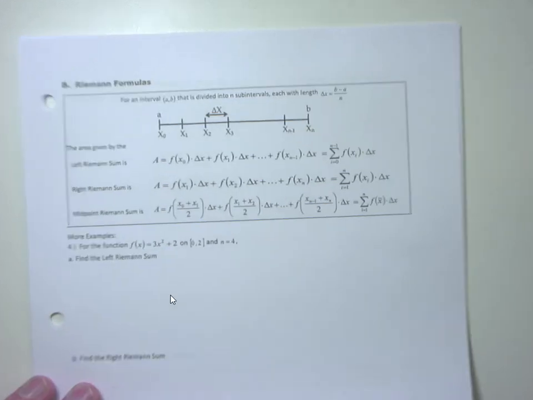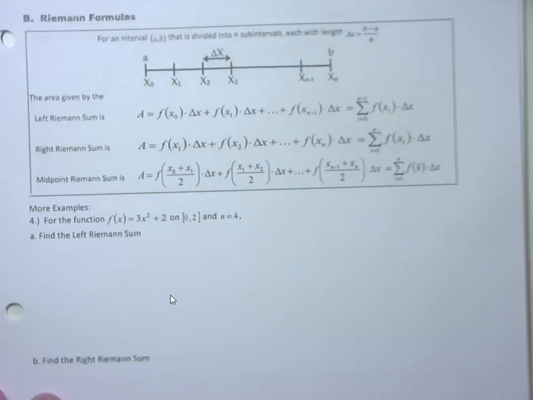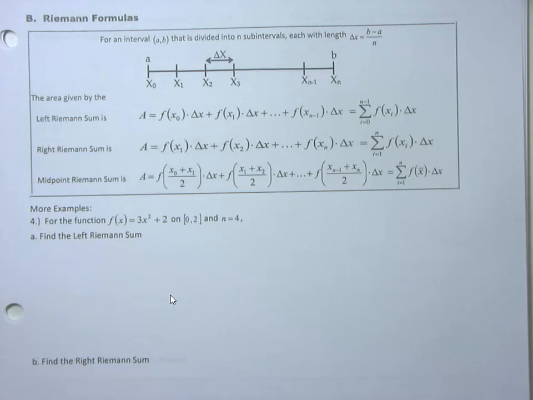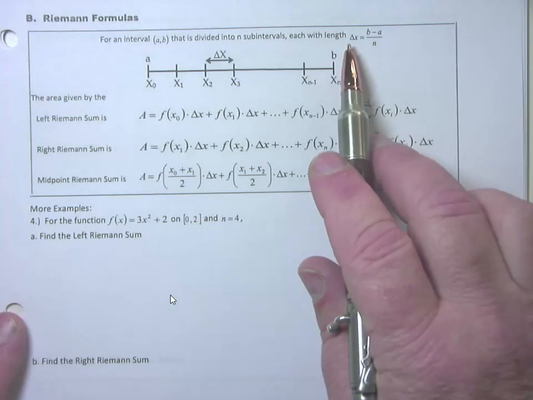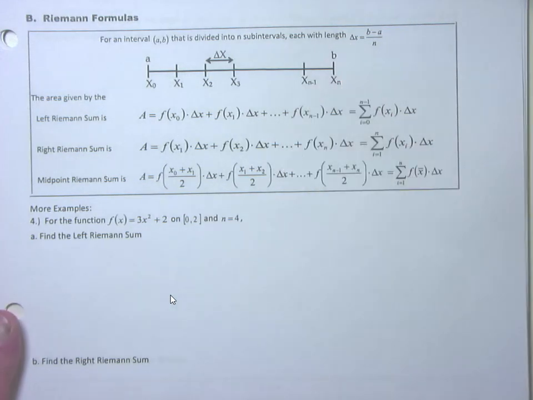I mentioned this to you last time, but we'll pick it up from here. These are the actual formulas. We're math, so we've got to have a formula for this stuff. As I mentioned to you before, the first formula you need to know is delta x, which is (b minus a) over n.